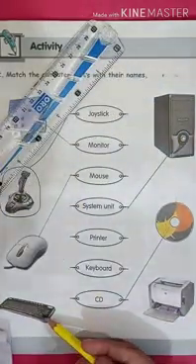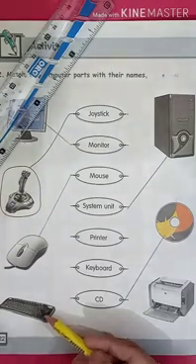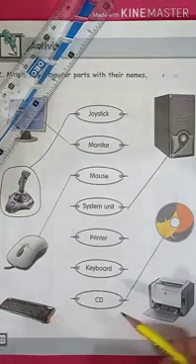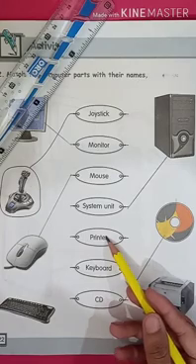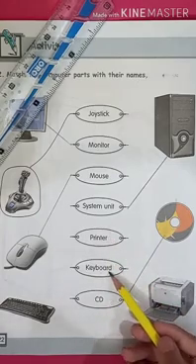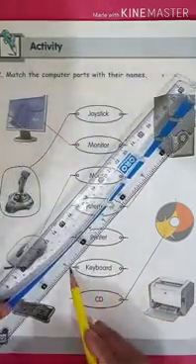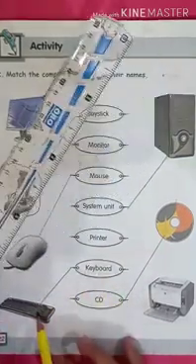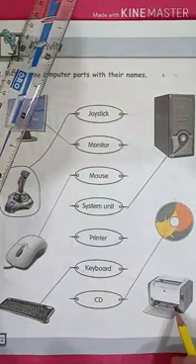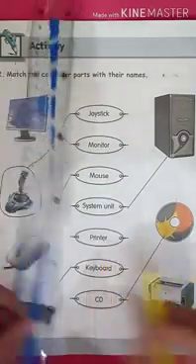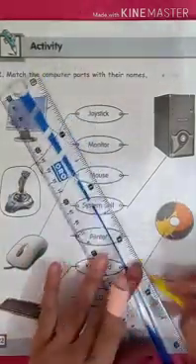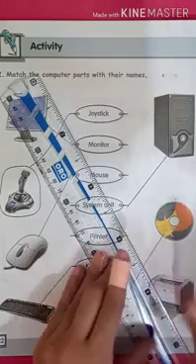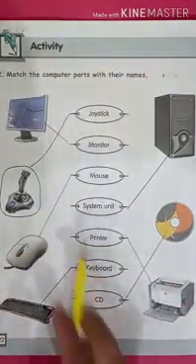Keyboard. Now we will find the name of keyboard. Which one is name of keyboard? Is this keyboard? No. Is this keyboard? Yes, this is keyboard. Match the name with computer part keyboard. Yes, like this. The next one is printer. Match the printer with name. Yes, like this.